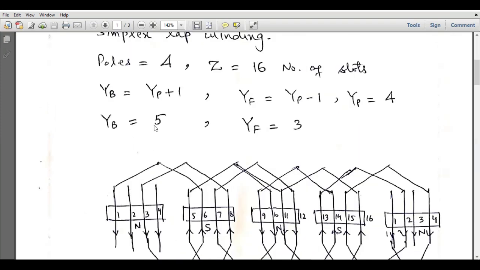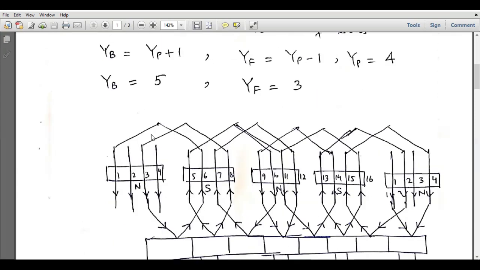Now we are given back pitch equal to 5. So let's start our winding from slot number 1. Our first conductor will be in the first slot, and from the back side it will span 5 conductors, right? So after 5 slots, we will be doing the connection of this conductor with slot number 6, because back pitch is equal to 5, so 1 plus 5 is equal to 6. So this conductor will be connected to this conductor from the back side. Similarly, front pitch is equal to 3, so the conductor in slot number 6 will be connected with the conductor in slot number 3 from the front side or the commutator side. So this is our first coil which is completed.